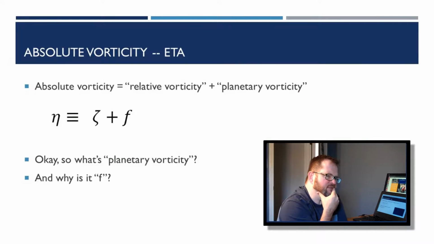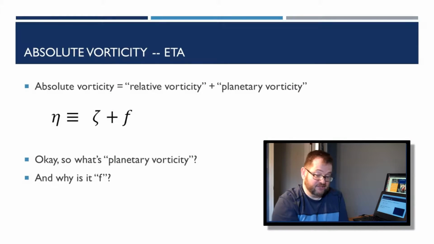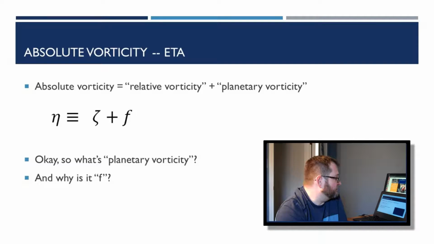What is absolute vorticity? Well, I can tell you mathematically easily enough. Absolute vorticity is the sum of relative vorticity and planetary vorticity. That helped, right? No, that doesn't help. Absolute vorticity is the sum of relative vorticity and planetary vorticity. The symbol for absolute vorticity is a little lowercase eta, which looks weirdly like an N. Relative vorticity is that zeta, so planetary vorticity apparently is f.